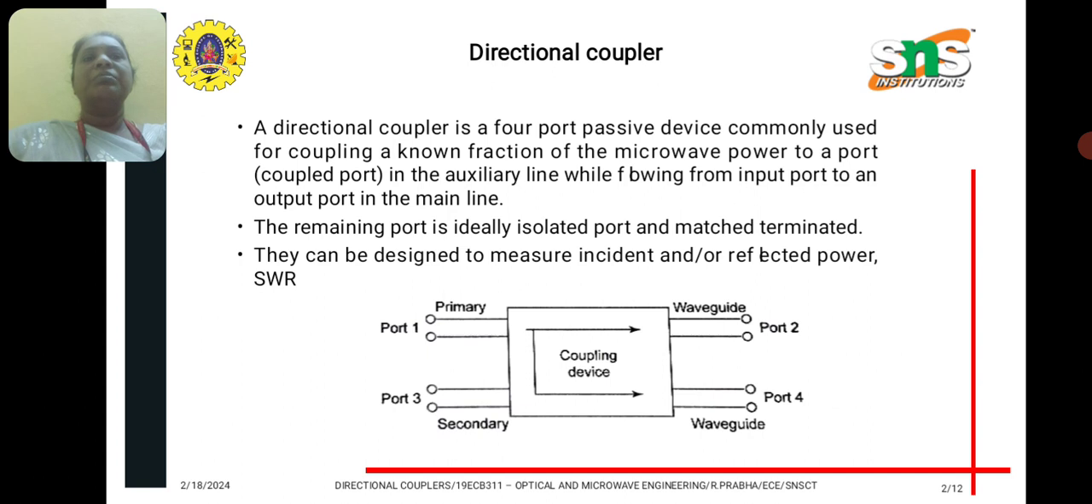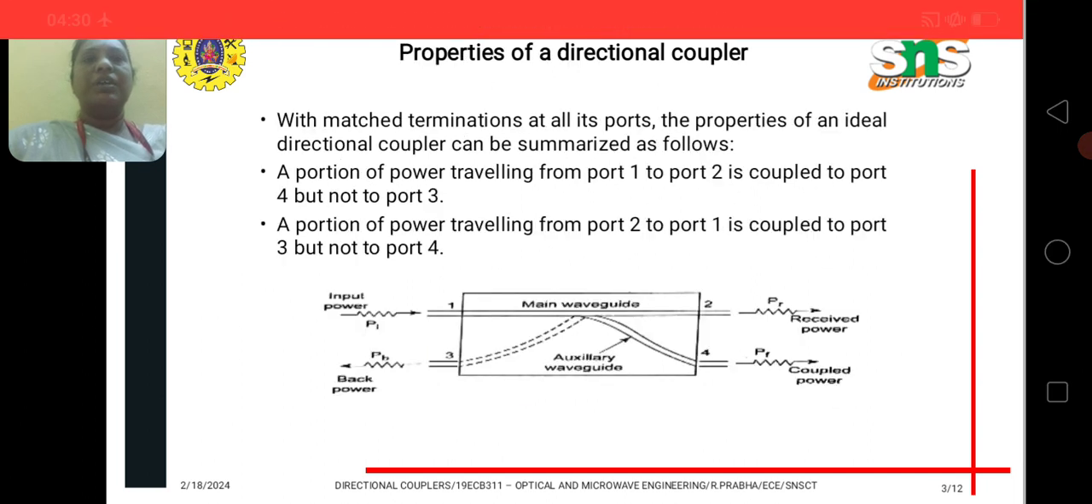So in the diagram you can see the directional coupler. There are 4 ports. It is a microwave passive device for coupling the microwave power from one port to another port. So there are 2 waveguides in the diagram. One is the primary waveguide and another one is the secondary waveguide.